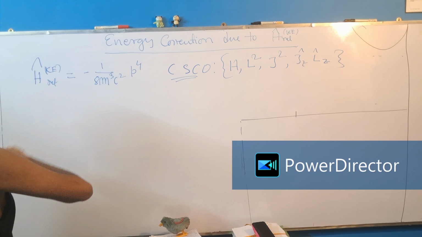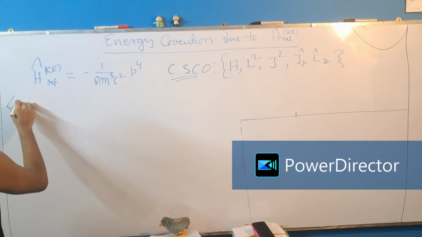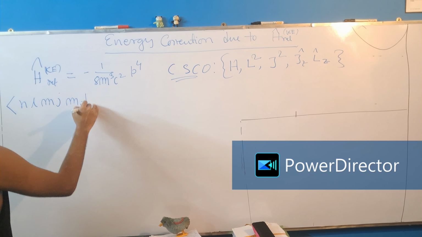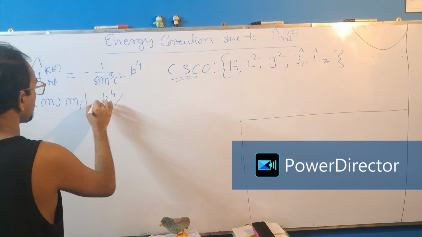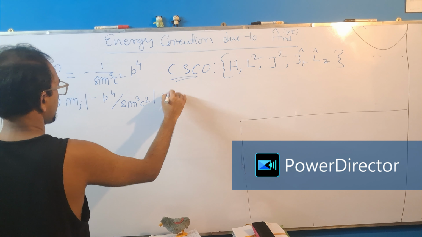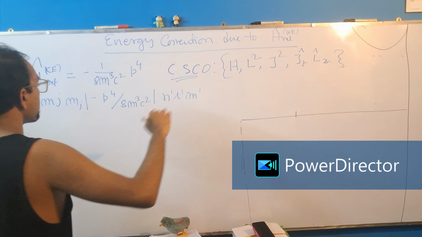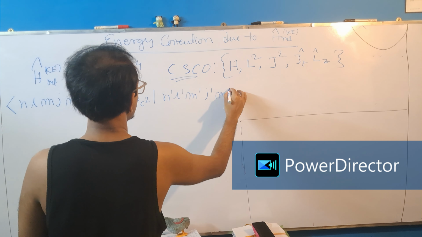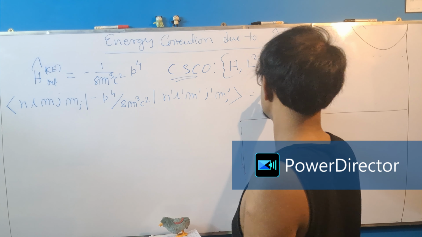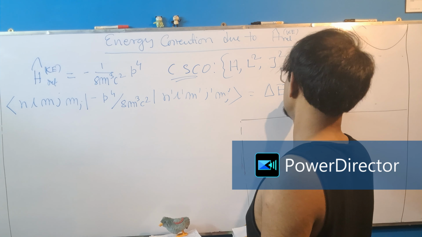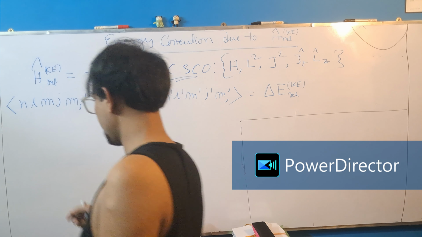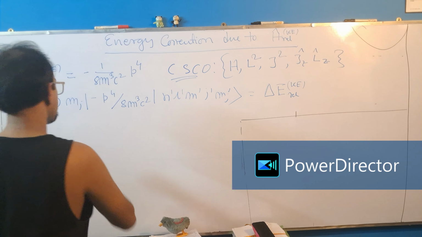So we can modify this p to the power 4. What you have to do is calculate the bra n, l, m, j, mj, then p to the power 4 by, with a minus obviously, 8 m cubed c squared, then ket n prime, l prime, m prime, j prime, mj prime. Okay, this is what we have to calculate. Let's say this thing is delta E relativistic kinetic energy. Okay, I hope this is okay. And we have to modify this p to the power 4 here.